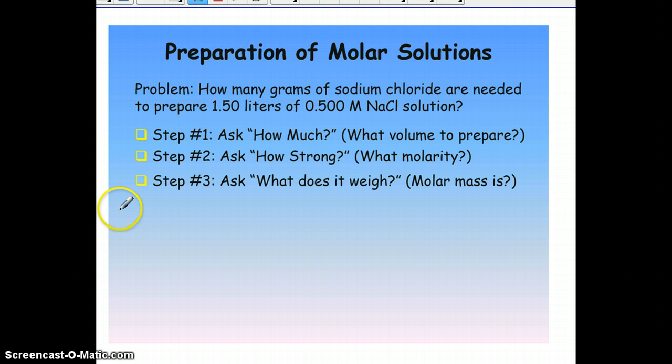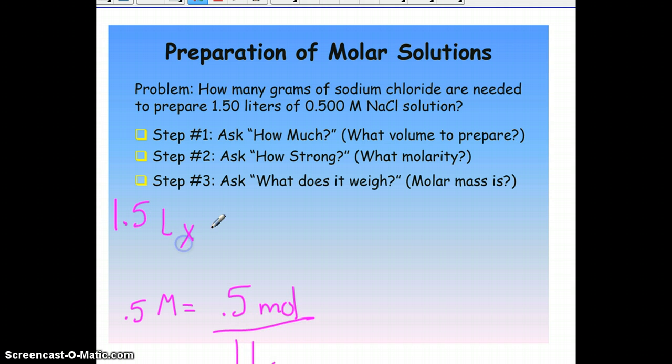Okay, so to start this problem, you should start with the 1.5 liters. Okay, and we're going to use our 0.5 molar as a conversion factor. We just learned that 0.5 molar is really the same as 0.5 moles over 1 liter. Okay, so if we have 1.5 liters, we can use this right here as a conversion factor, just like we do with 1 mole is equal to 22.414 and all that good stuff.